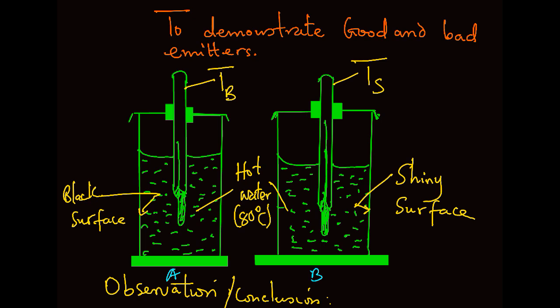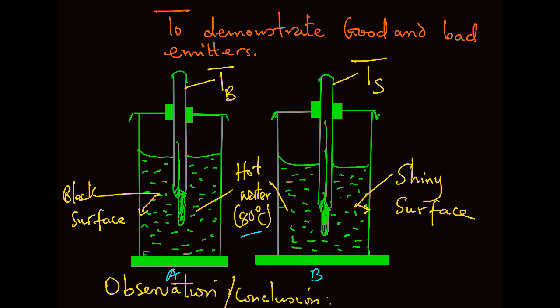Water in the tins must be at the same initial temperature. In this case, we are using a temperature of 80 degrees centigrade. While taking temperatures, one should start at the same time for both tins and take readings at regular intervals.